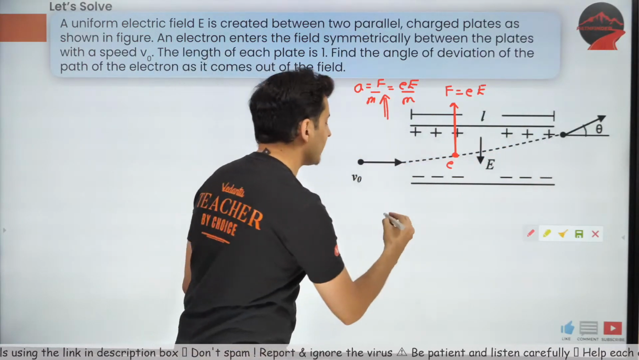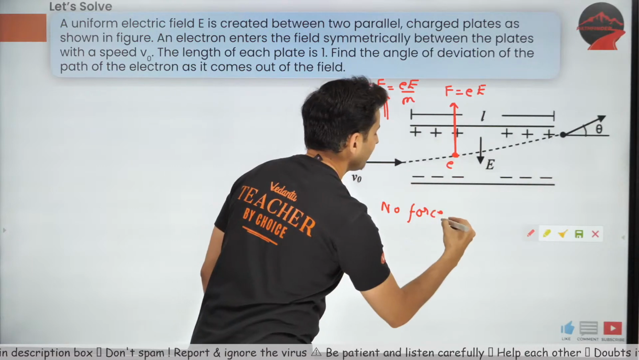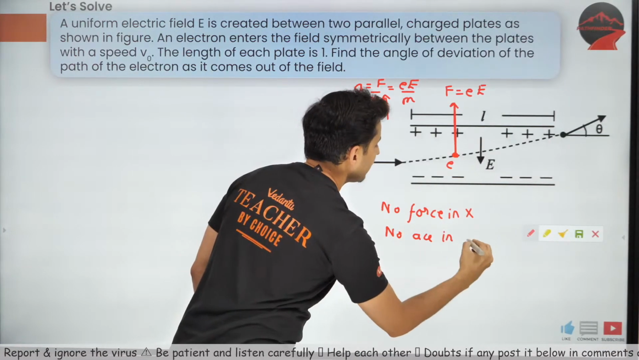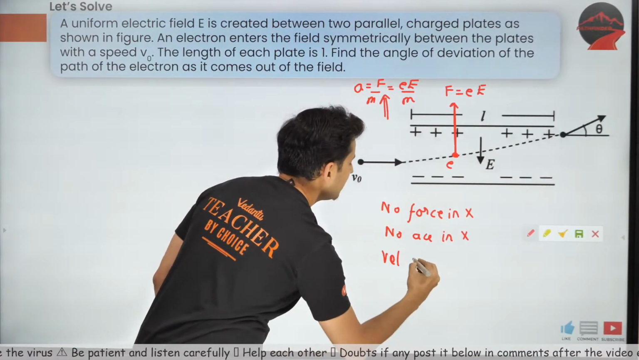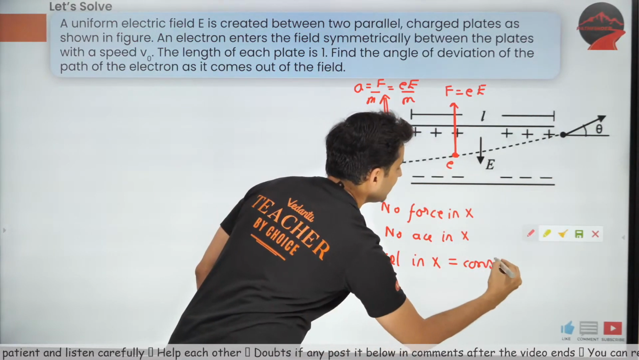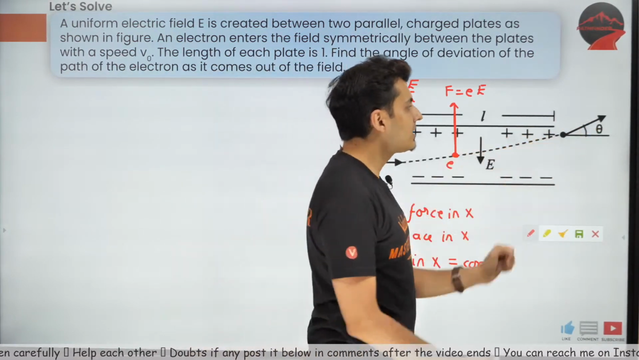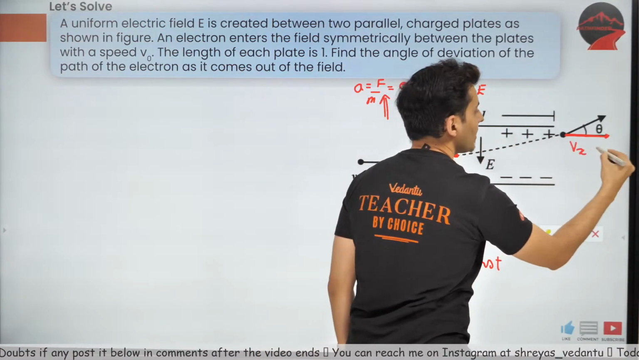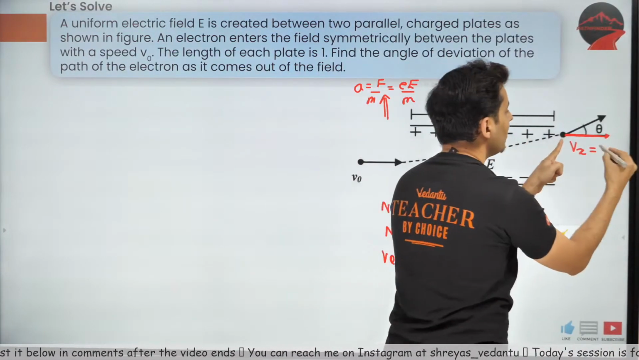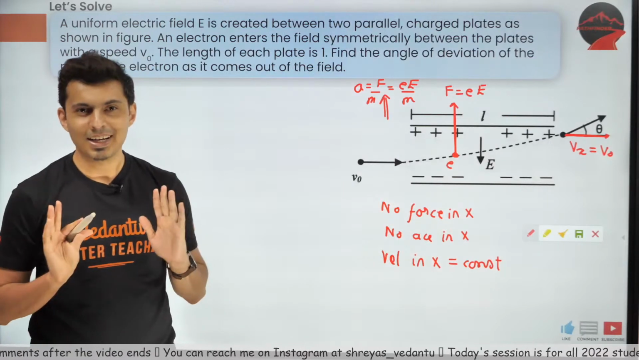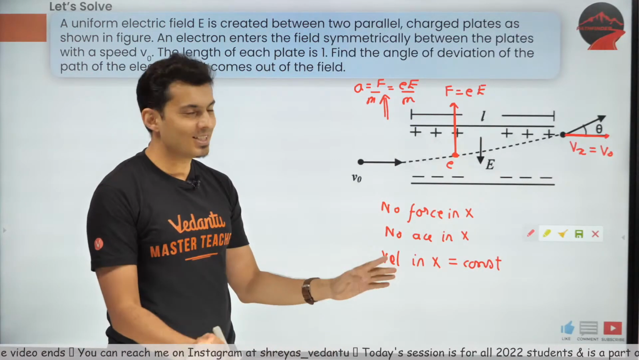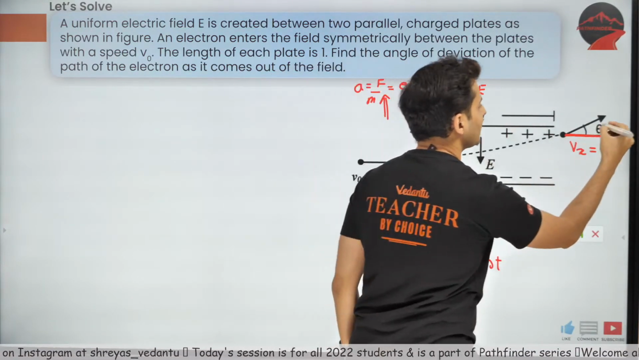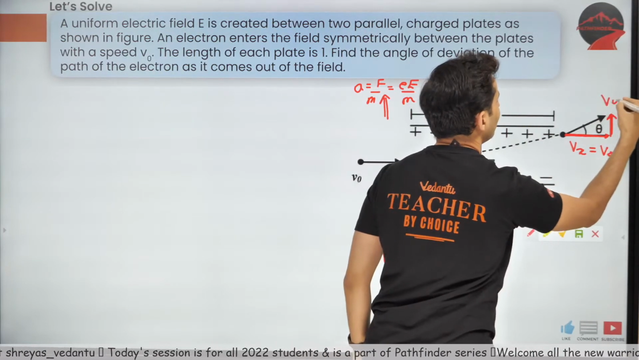If there is no force in the x direction, that means there is no acceleration in the x direction. That means the velocity in the x direction is constant. That means when you reach here, this velocity component Vx will still remain this V0. It will not change. Everybody getting it? So this velocity component will not change at all. It will still remain as V0. The only thing that will be gained is this Vy value.